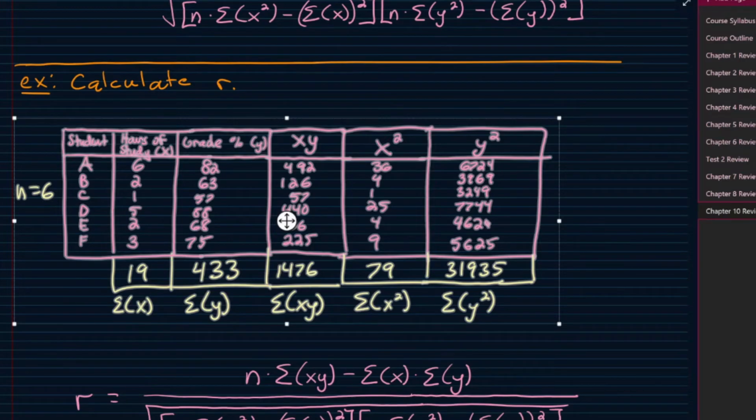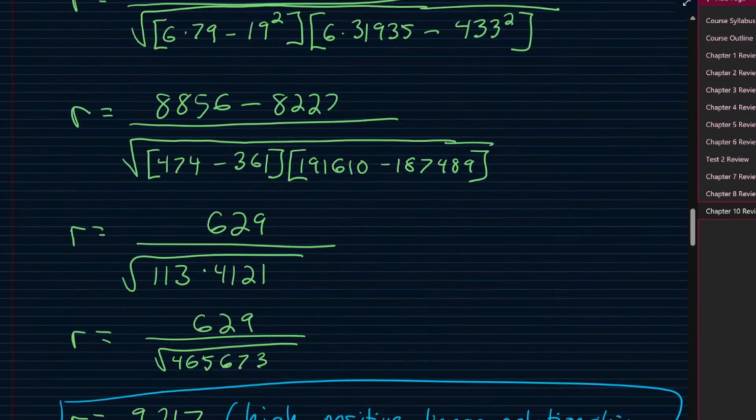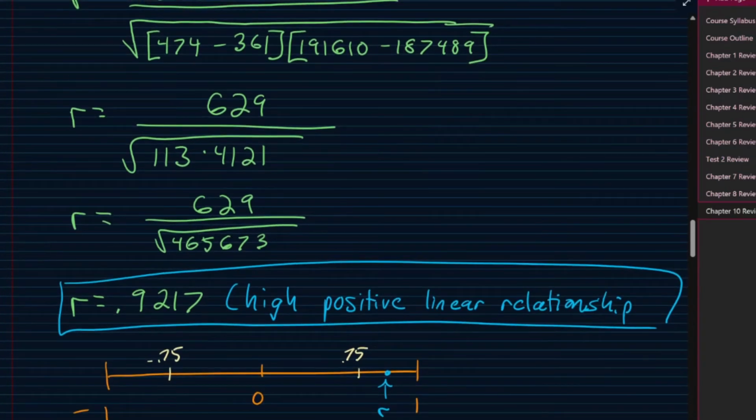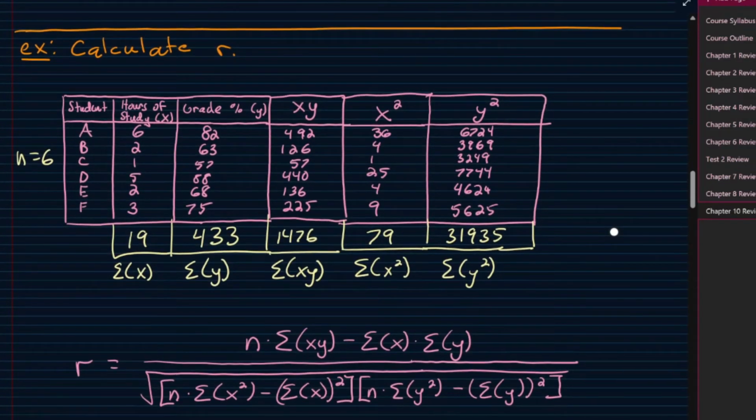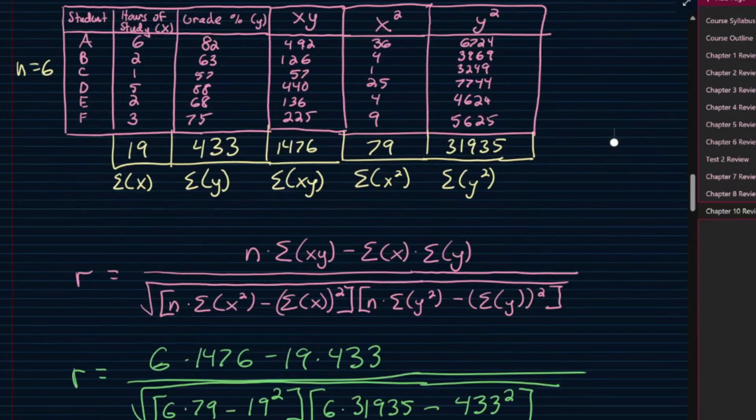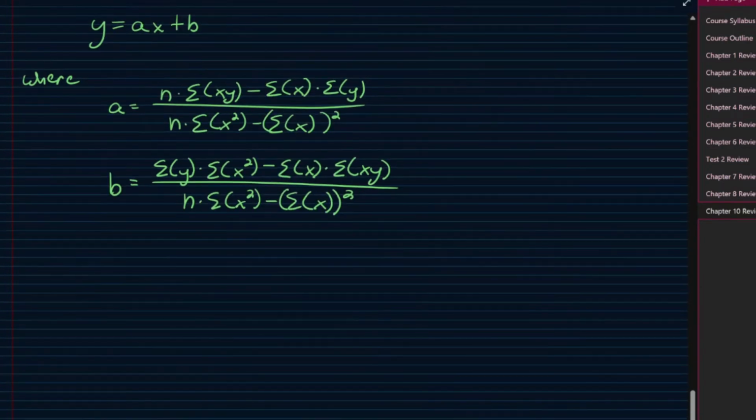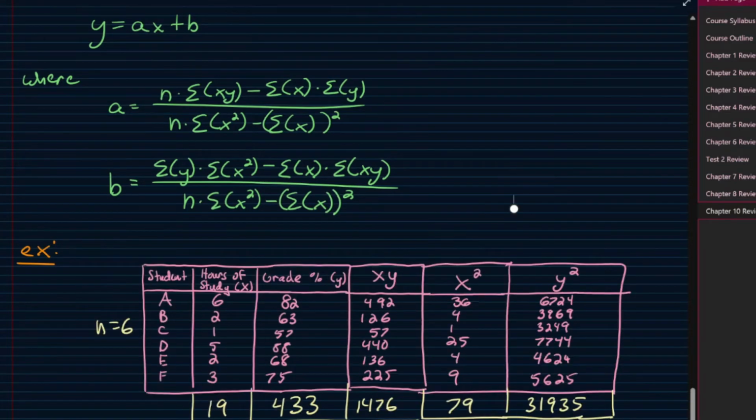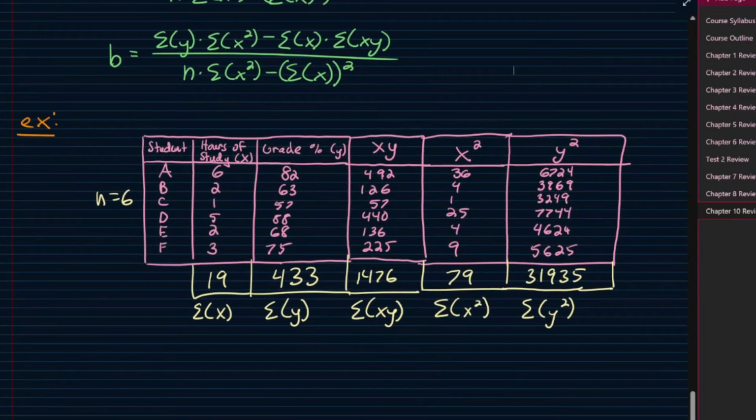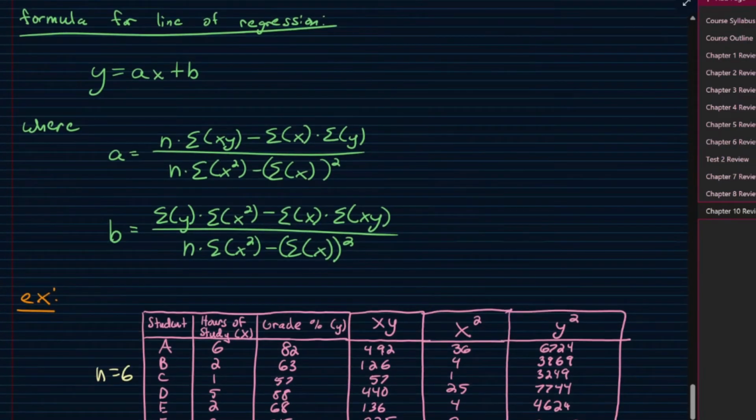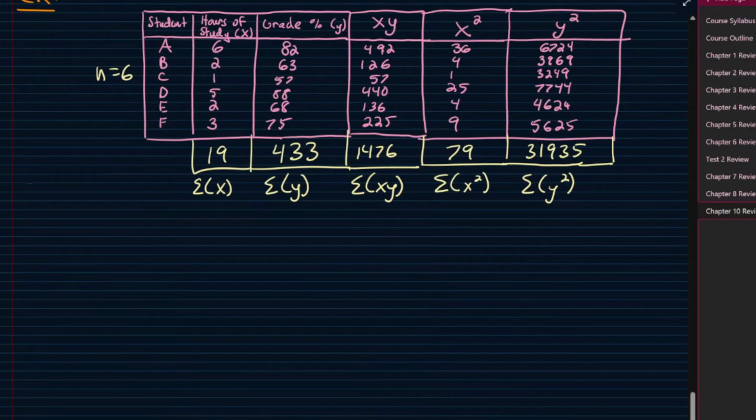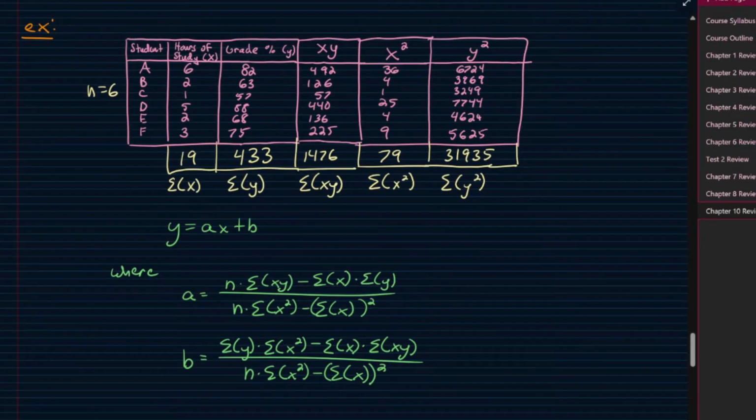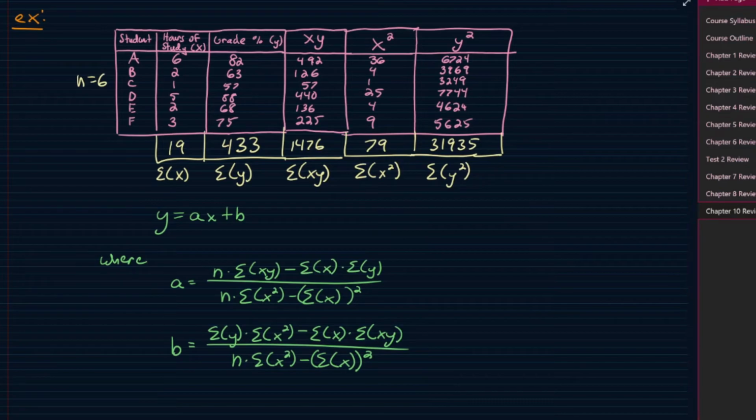So we saw that, what was the correlation here? It was pretty high correlation. So when we plot this data and plot the line, the data is going to be very close to the line. So let's look at an example here of calculating the line of regression for the first example that we looked at. Okay, so here's our formula. We've already got all these summation values that we need. So let's figure out what a and b are.